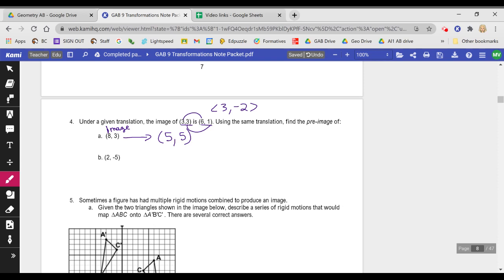I want you to pause, and I want you to try question B. So again, since I'm looking for the pre-image, instead of adding 3, which is the vector, I'm going to do the vector backwards. So I subtract 3. So I get -1. And again, instead of subtracting 2, I'm going to do that backwards, which is adding 2. So it's -1, -3.